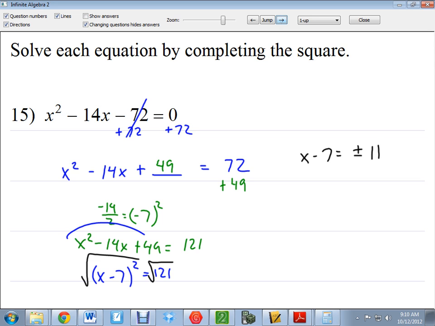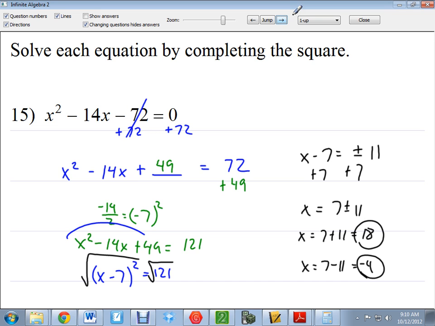And then I can just solve this by simply adding 7 to both sides of the equation. I have x is equal to 7 plus or minus 11. Now that is two answers. X is equal to 7 plus 11, which is 18, and x is equal to 7 minus 11. And 7 minus 11 is a negative 4.